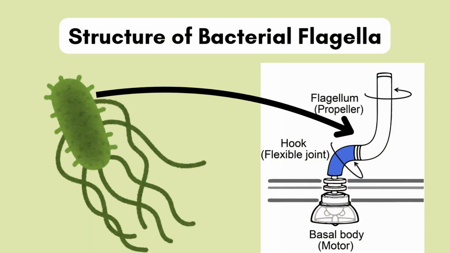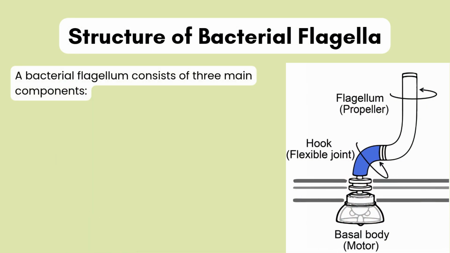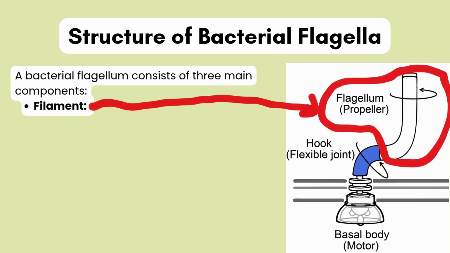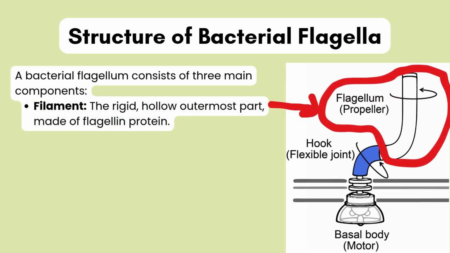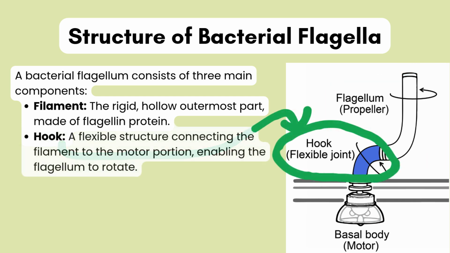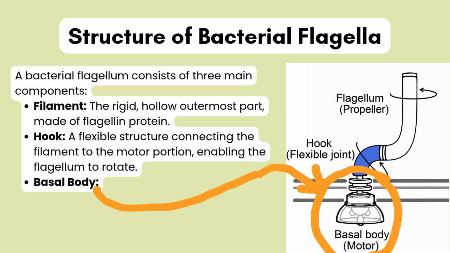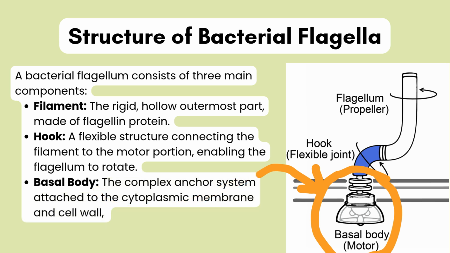Structure of bacterial flagella. A bacterial flagellum consists of three main components. Filament: it is a rigid, hollow outermost part made of flagellin protein. Hook: it is a flexible structure connecting the filament to the motor portion, enabling the flagellum to rotate. Basal body: it is a complex anchor system attached to the cytoplasmic membrane and cell wall, acting as a motor.